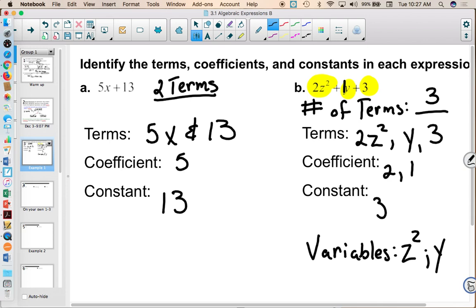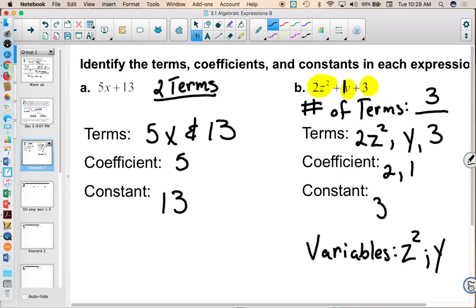I kind of confused you, or could have confused you, with the y. That might have caused a little bit of confusion. But the constant is the only one that does not have a variable. What if it was plus 3 plus 4? Would there be 2 constants then? Yeah, sure. A constant does not have a variable attached to it.